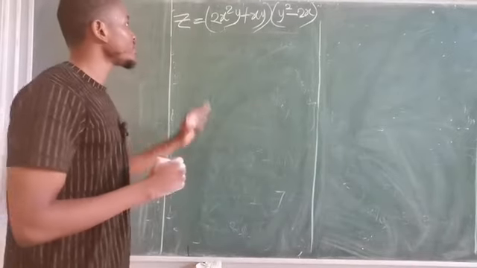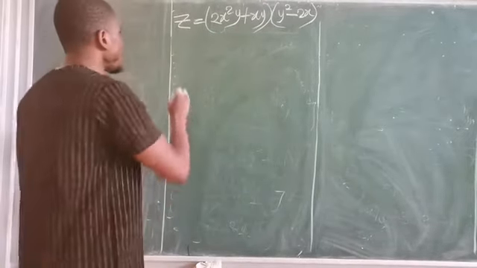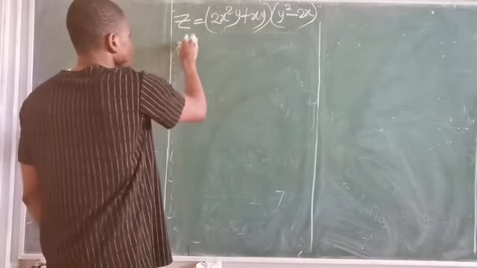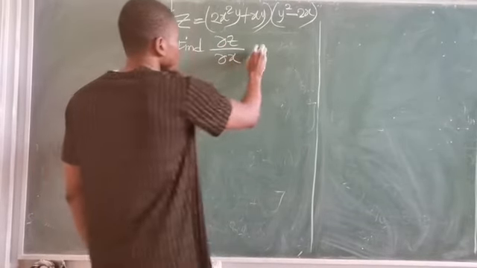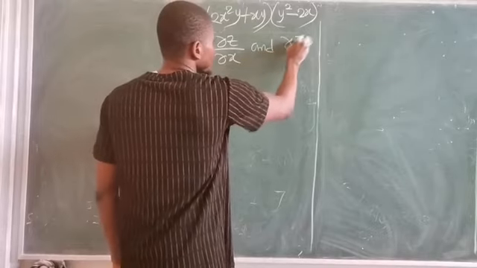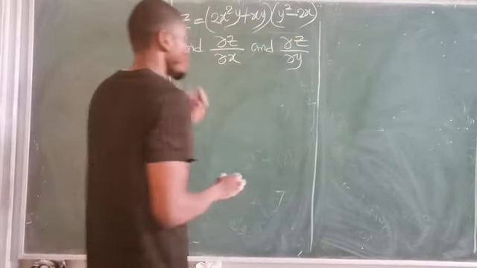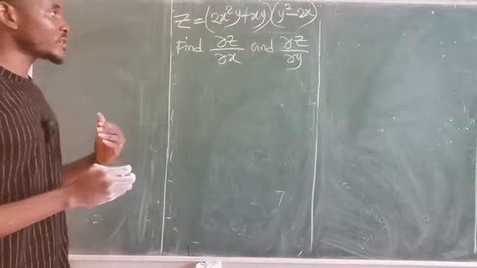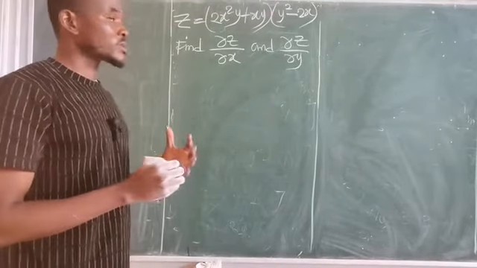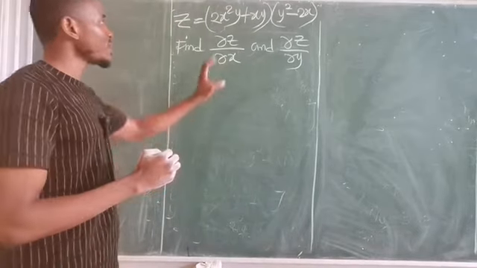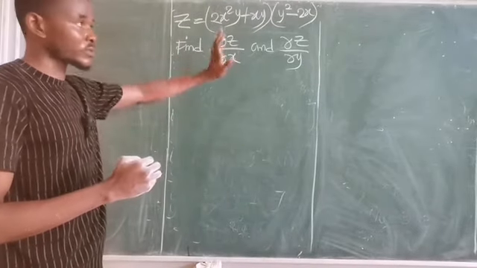Okay, so let's say we have this function and we are asked to find partial z, partial x, and also partial z, partial y. So we differentiate the function z with respect to x partially, and with respect to y partially. Let's treat partial z, partial x for this given function first.